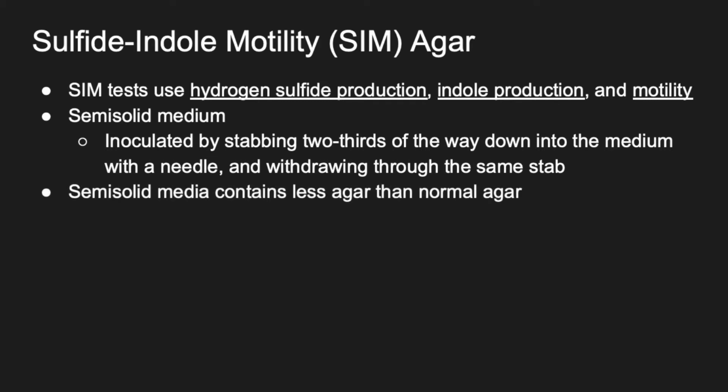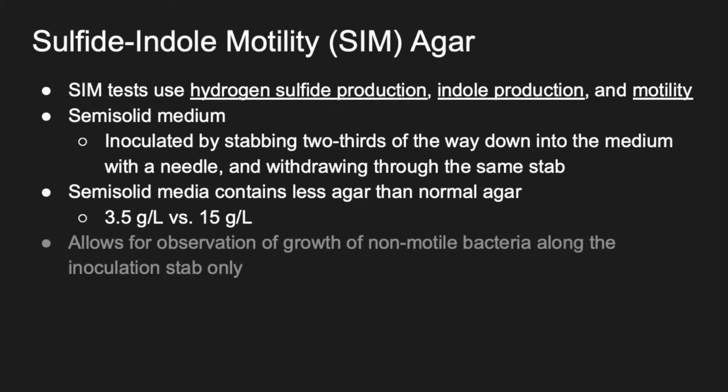And the semi-solid media contains less agar than normal agar. Normal agar contains about 15 grams per liter of agar, whereas this SIM agar contains 3.5 grams per liter, which makes it semi-solid. And why is being semi-solid important? Well, one of the things that the SIM agar tests for is motility.